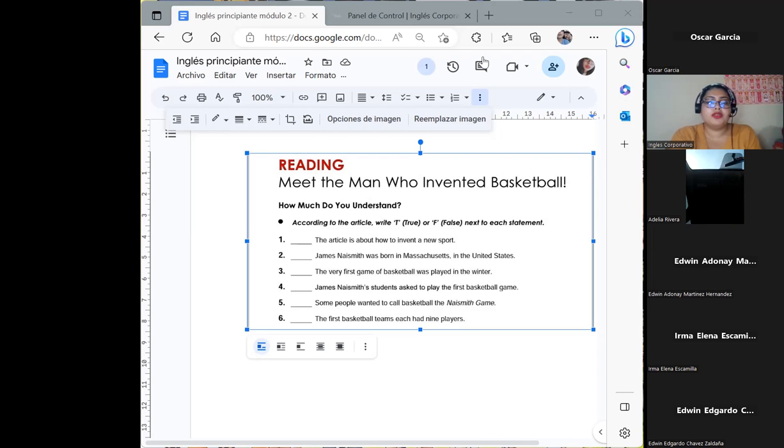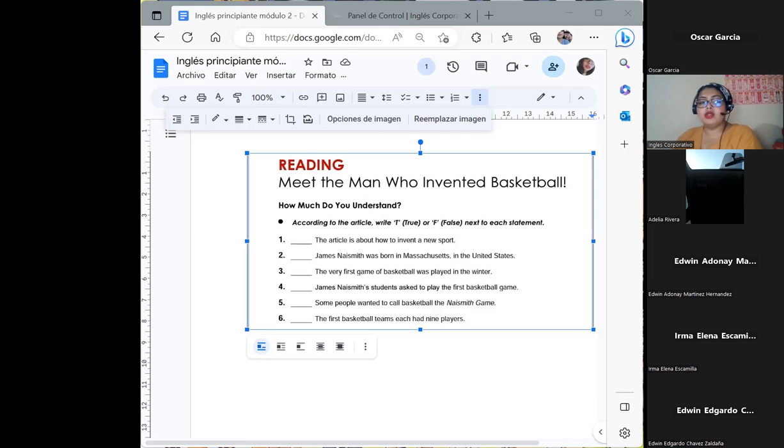Number three, the very first game. And number one is true, okay? El número uno es verdadero, ya que habla sobre cómo se inventó un nuevo deporte. Very good. Number three, the very first game of basketball was played in the winter. Number four, James Naismith's students asked to play the first basketball game. Number five, some people wanted to call basketball the Naismith game. And the last one, the first basketball teams each had nine players.